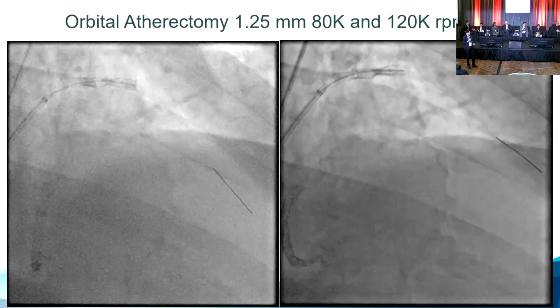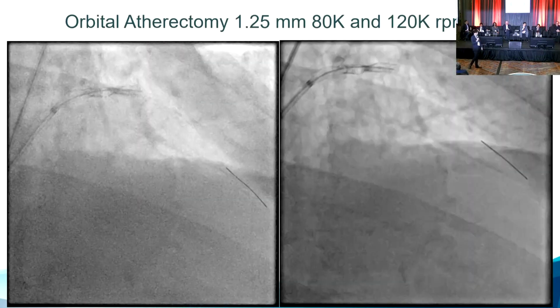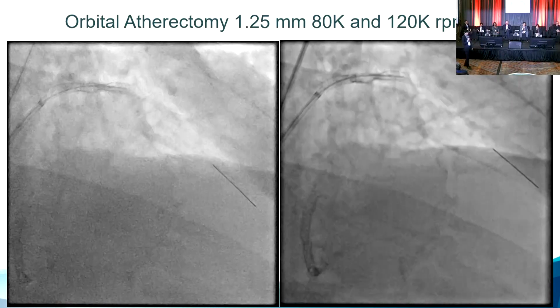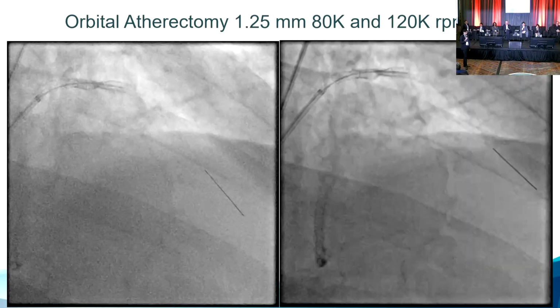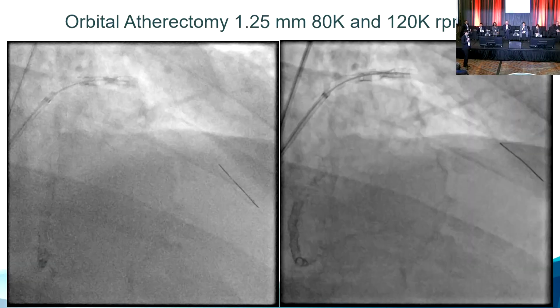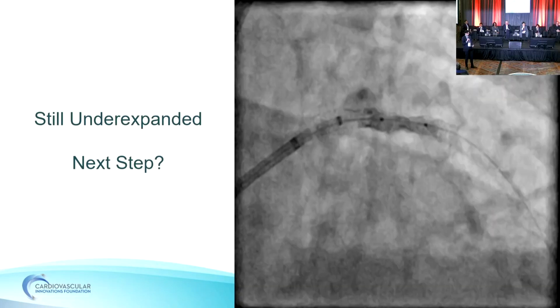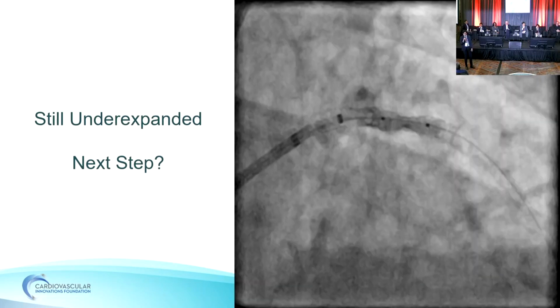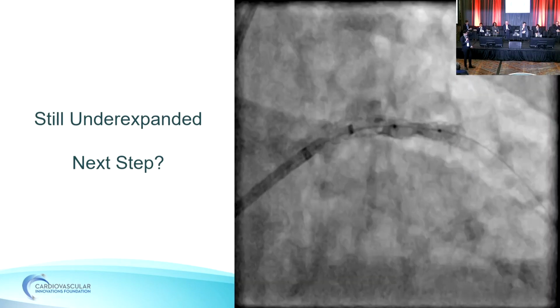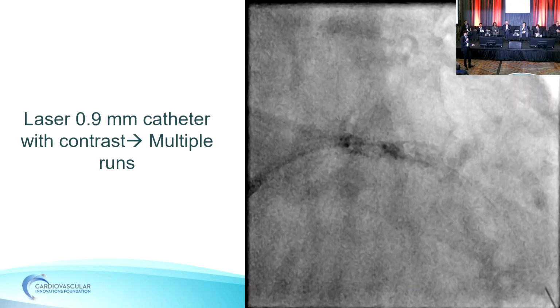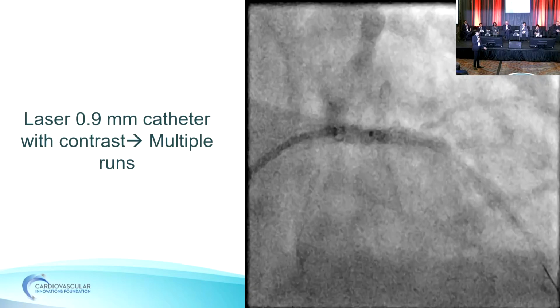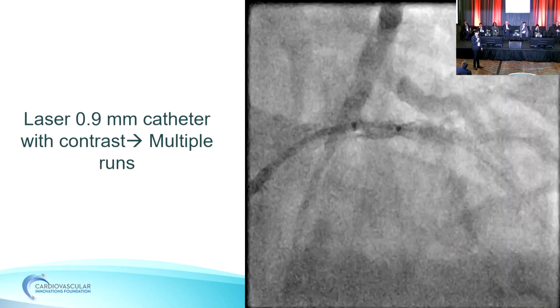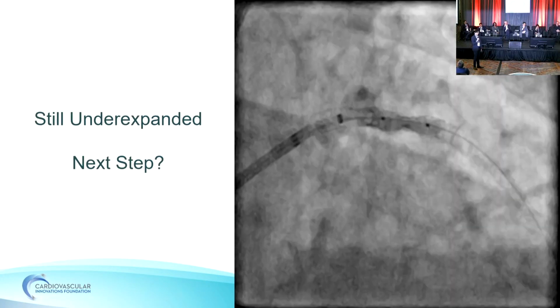Yeah, we thought about it. We did orbital atherectomy. We thought the atherectomy would be needed. 125 micron crown at 80,000 rotations and even at higher speed at 120. We did orbital atherectomy at higher speed, 120. Yes. So we tried laser. We had a 0.9 millimeter catheter, and we did laser with contrast. Did multiple runs with laser, as you can see, and still unexpanded.